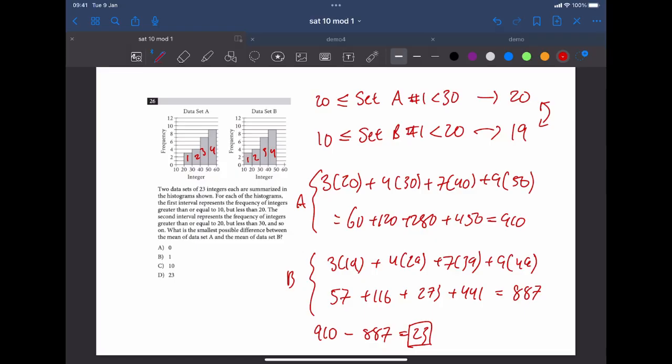And since both datasets contain 23 numbers, the difference between the means is 23 over 23. It's the smallest possible difference between the sums over the number of points in the datasets, because it contains 23 numbers if you remember adding up their frequencies. So 23 over 23 equals 1.